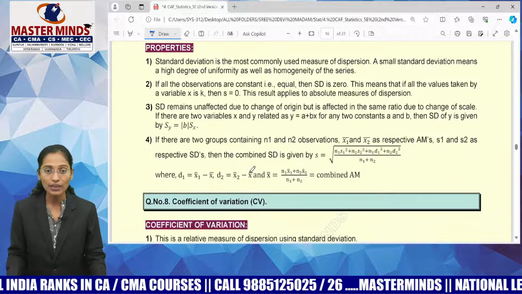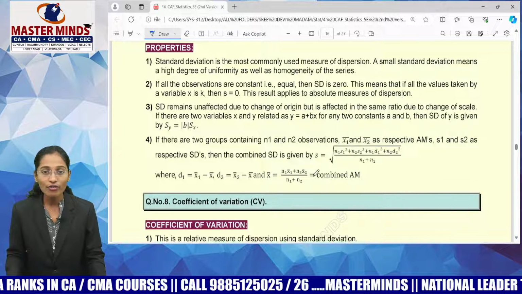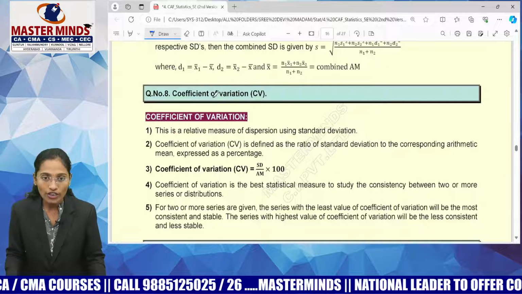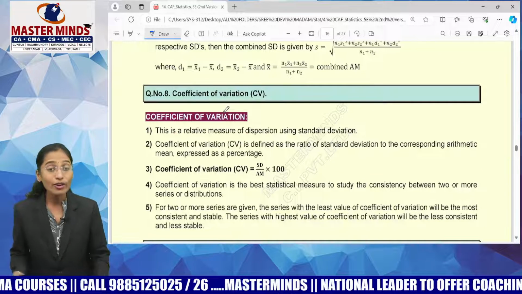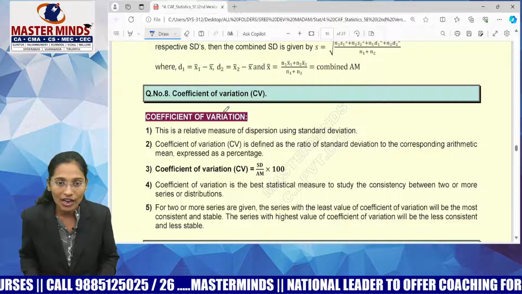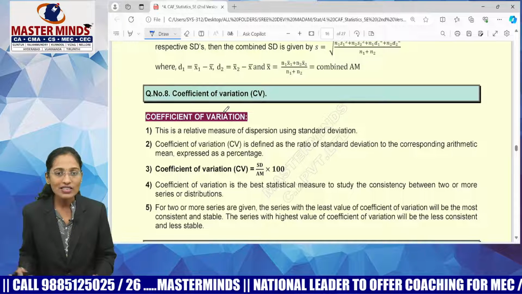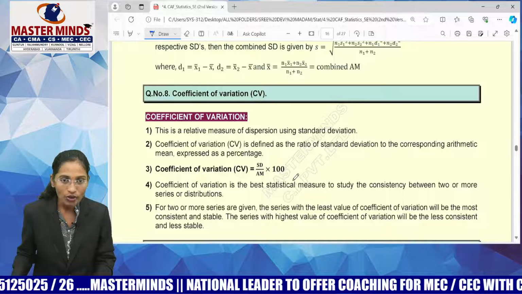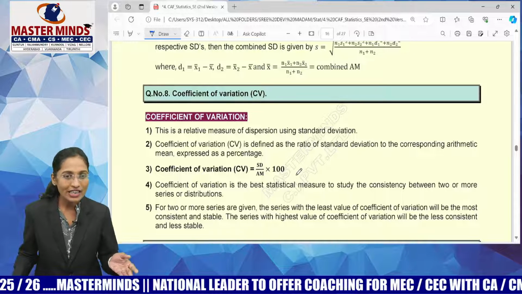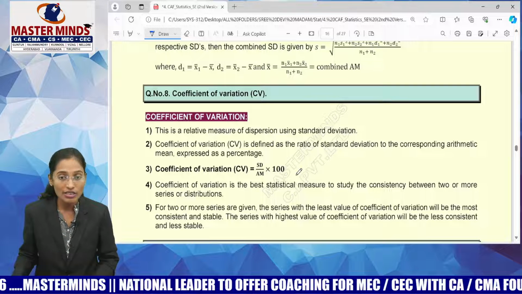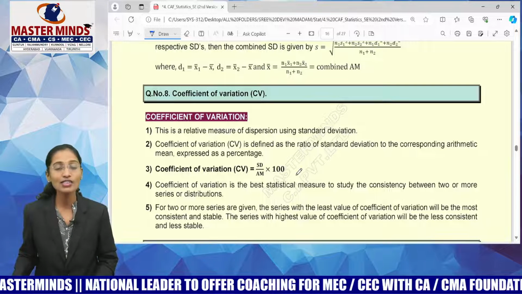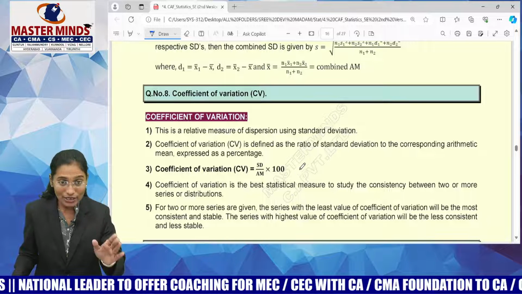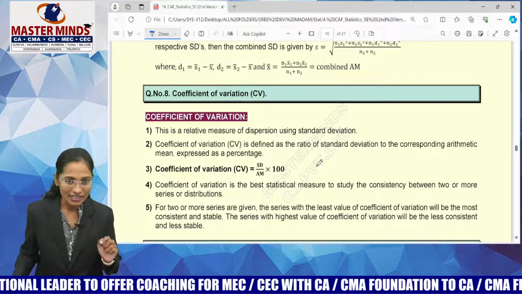That's the first property given to you, and I've already given you the formula for combined standard deviation, and I told you about coefficient of variation. So, guys, tell me, is coefficient of variation an absolute measure or a relative measure? Relative measure. What is the formula? Standard deviation by arithmetic mean into 100. Coefficient of standard deviation expressed as a percentage is called the coefficient of variation, right? It is the best one to compare two or more series.